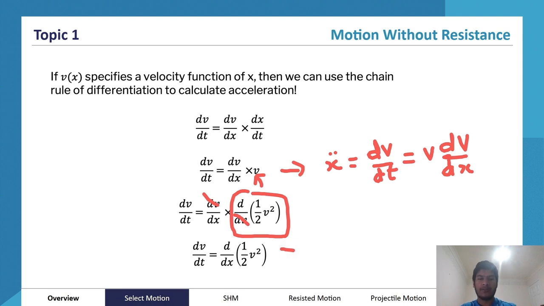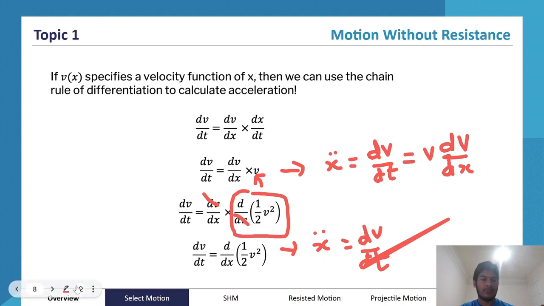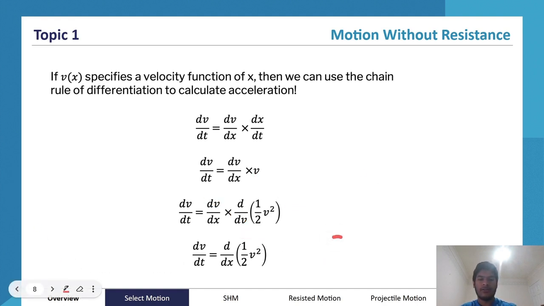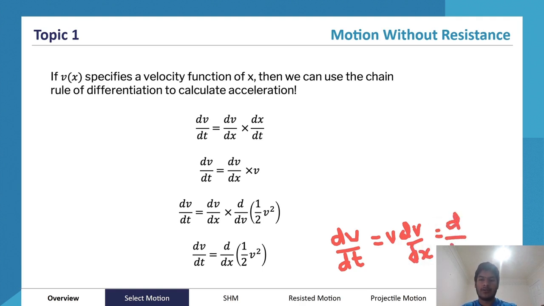So we get x double dot equals dv dt. So dv dt equals v dv dx, that's one form, and that's also equivalent to d by dx of v squared on 2. So that we have our two forms of acceleration.